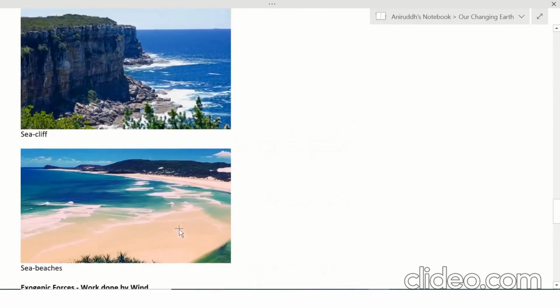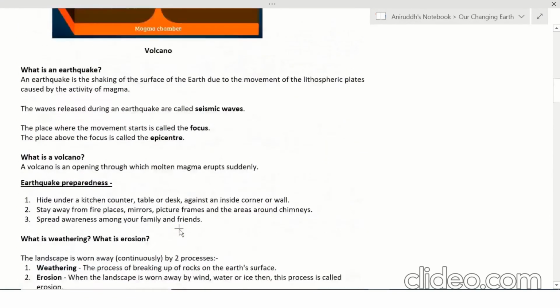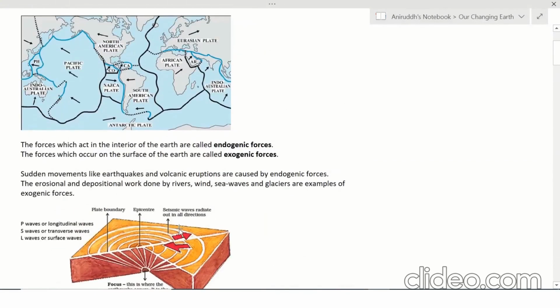So that's it in this chapter. We have successfully completed the chapter.